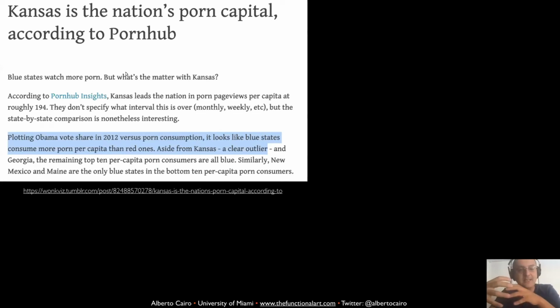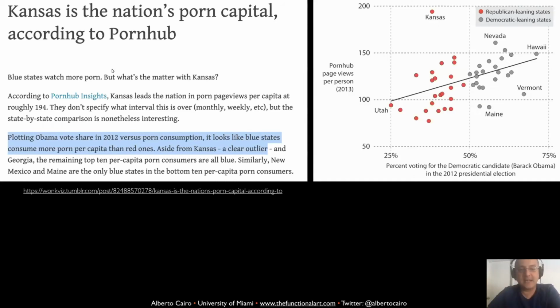He calculated Pornhub pages per capita, and he correlated that to voting patterns. And he created a scatter plot like this, in which you can see that there is a clear linear association between voting for a Democratic candidate, Barack Obama, that's the horizontal axis, percent voting for Democratic candidate Barack Obama in 2012, and Pornhub pages consumption per capita. The more we vote Democratic, the more porn people consume on average. And as you can see, there's a clear outlier, Kansas. What is going on with Kansas?